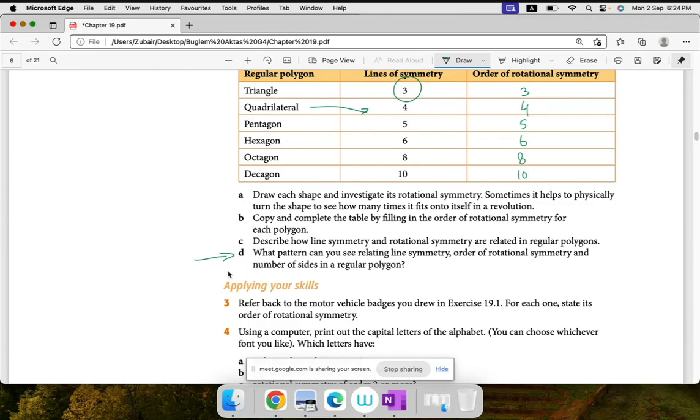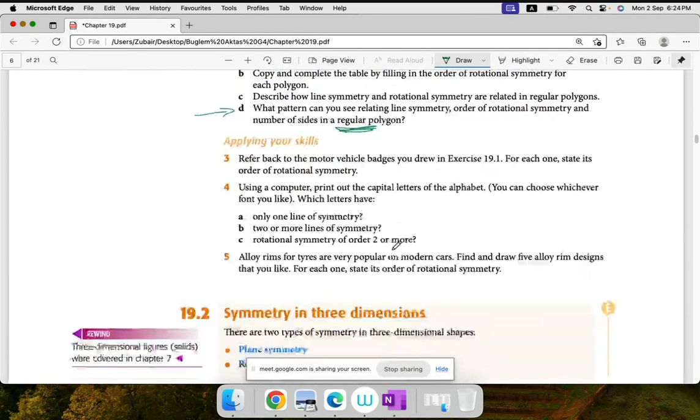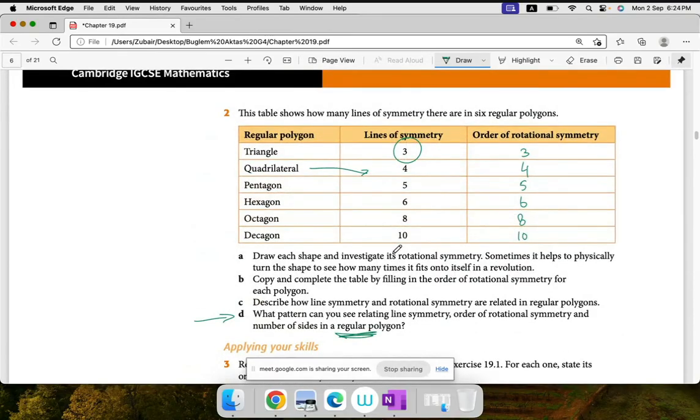What pattern can you see relating the line of symmetry, order of rotational symmetry, and number of sides? We've already observed that they are equal. Line of symmetry only in regular shapes, so we say it's all equal. If the shape is not regular, such as a parallelogram, we have 0 lines of symmetry, but we do have order 2 rotation. But it's different from regular polygons, so we don't have to write that. That's still a polygon, but not regular.